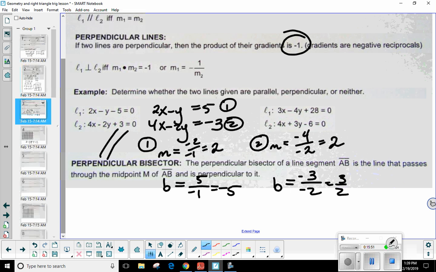Well, let's get somebody up here for the second one. Who wants to help me out? 3x minus 4y plus 28 equals 0. 4x plus 3y minus 6 equals 0.